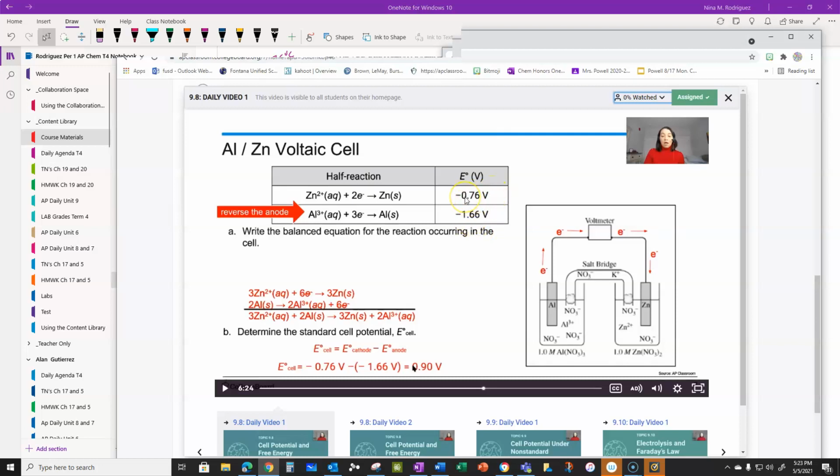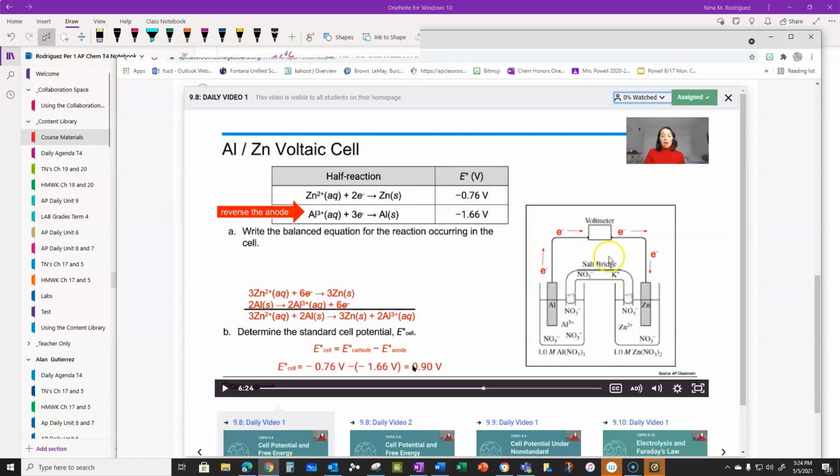The one that is the least negative right here. Sorry, I'm not even concentrating right now. Oh my God, this is where editing is very important. Right here, this is more negative, and this one is less negative. So the zinc, being the less negative, is the one that's going to be the cathode.